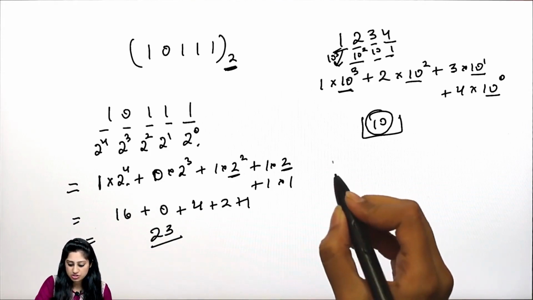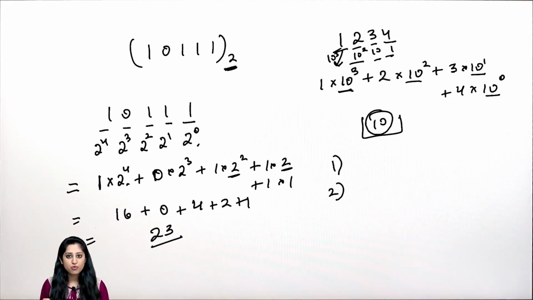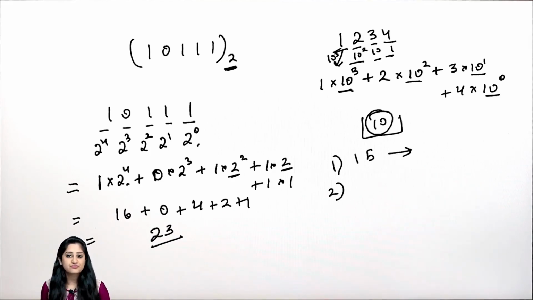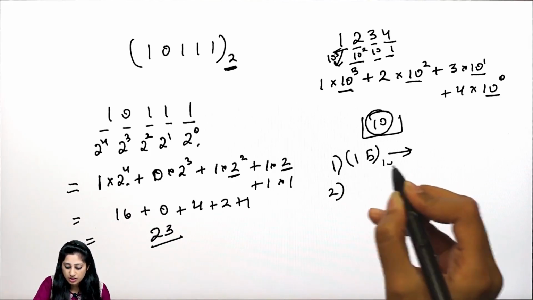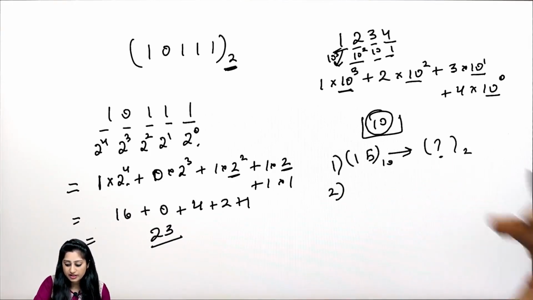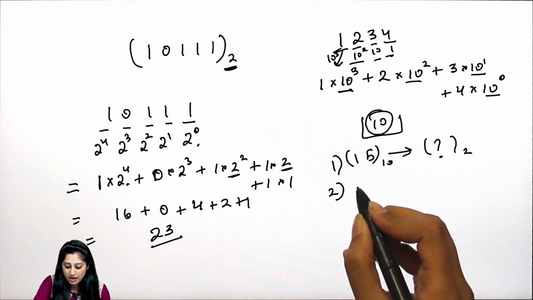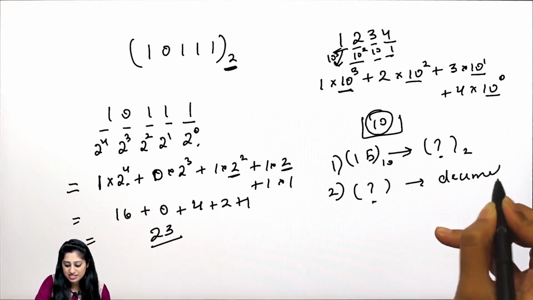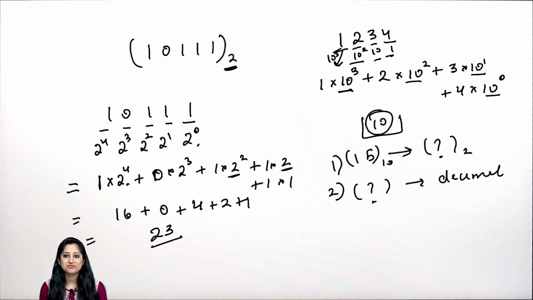As an exercise, just try doing a couple more conversions. Maybe you can try converting 15 in decimal to what it will be in binary, and then convert that binary back to its relevant decimal value, and see whether you are getting the conversion right or not.